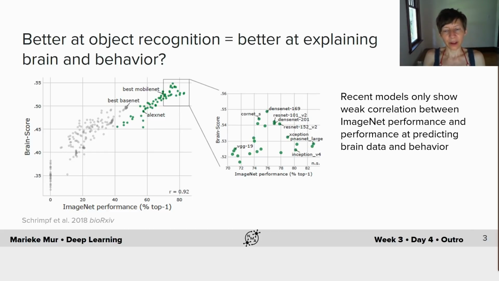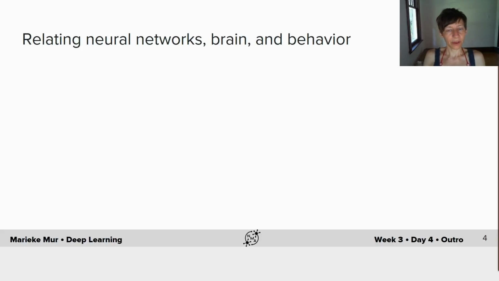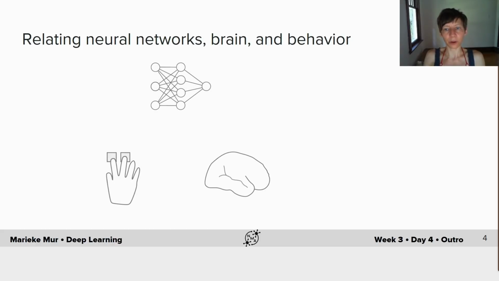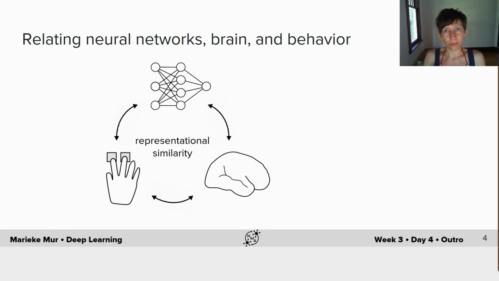This suggests that we have arrived at a point in model development where improving object categorization performance may not suffice anymore as a proxy for improving a model's ability to explain brain information processing. We will come back to this point later, but let's first review how to assess a network's ability to explain brain activity and behavior. To assess this, we need to characterize the relationships between neural networks, brain activity, and behavior. We can do so by using the concept of representational similarity. I'll explain this using an example.